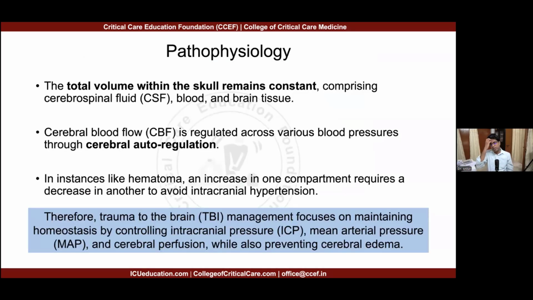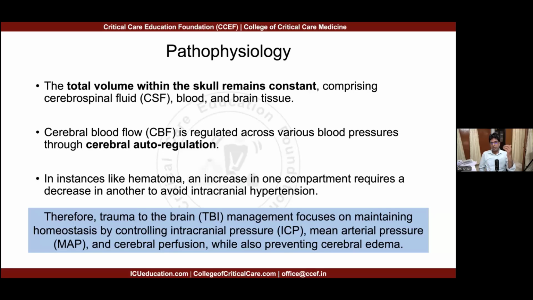Now, pathophysiology. Whenever we're talking about pathophysiology, try to keep it very simple. You have three components in the brain. One is your brain tissue. The other one is the CSF, which is holding that brain. And then you have blood. So you have three components: the brain, CSF, and blood. The theory says that at a particular point of time, the total volume of all these three remains constant.